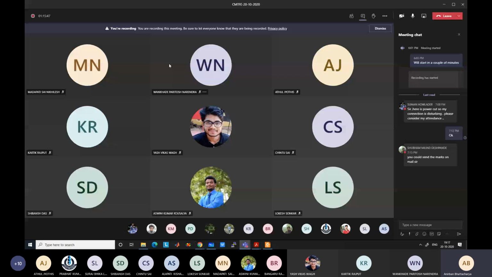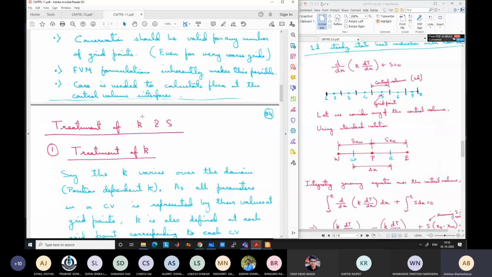Okay. Let us see some of the other important aspects. One is how to treat interface conductivity, and second is how to treat the source term if the source term is not constant. Okay, these are the two things that are very important. If you look back at the equation that we have derived, this was our equation, right?